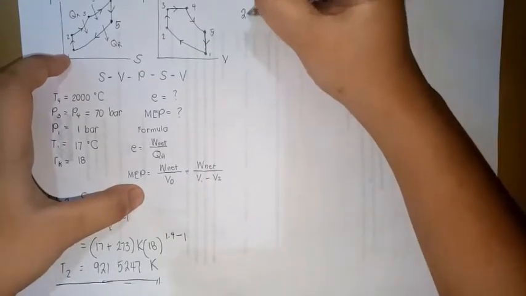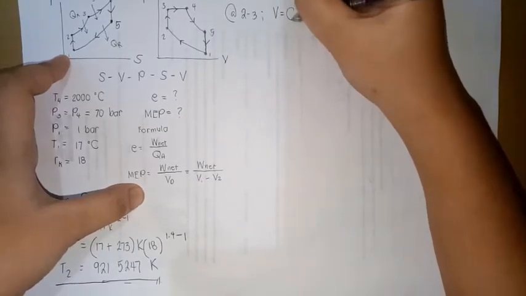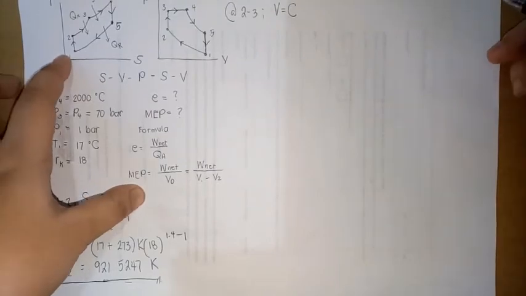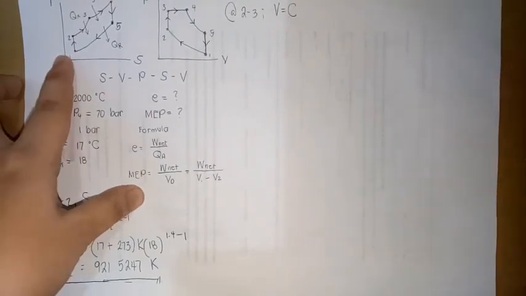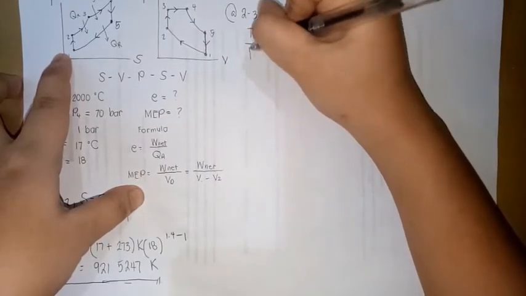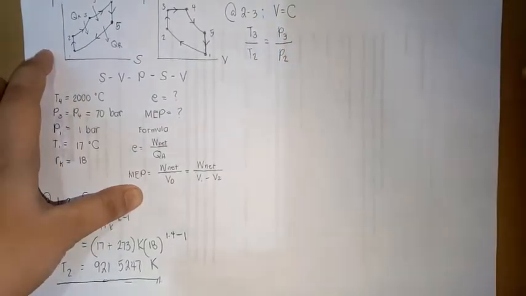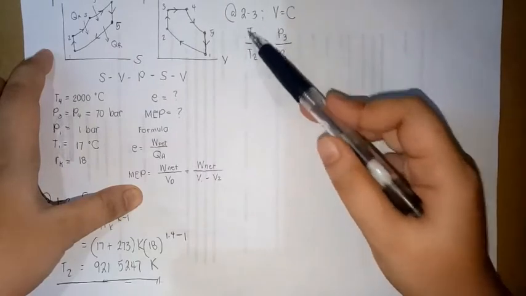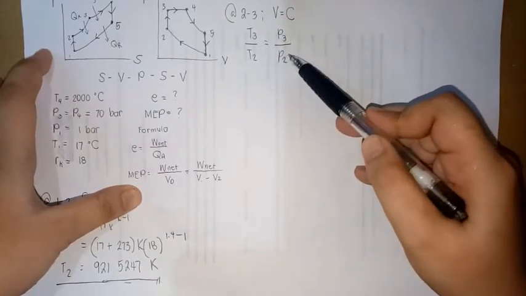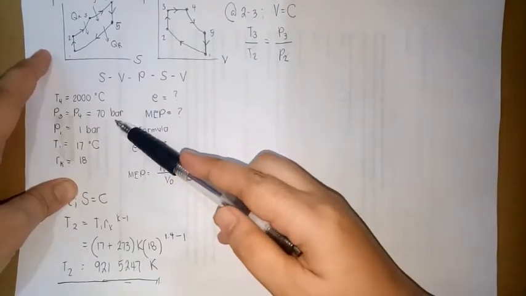Now, we are going to solve for T3. What is process 2 to 3? At process 2 to 3, the process is isometric, or a constant volume process. What is the relation of temperature and pressure during a constant volume process? They are directly proportional, or T3 over T2 is equal to P3 over P2. So, in order for us to solve for T3, we need T2, P3, and P2. We already have T2, which we solved here. We have P3, given as 70 bar.